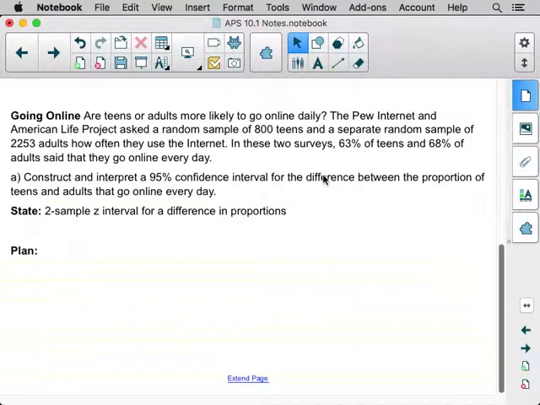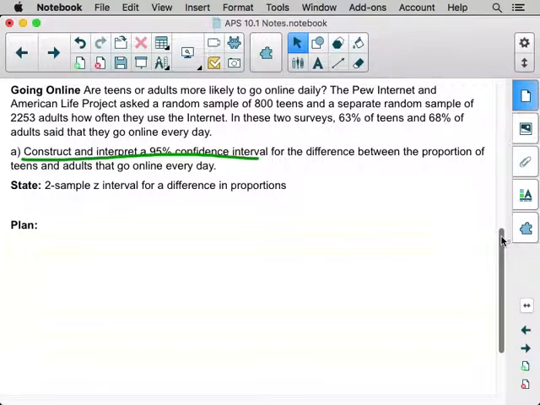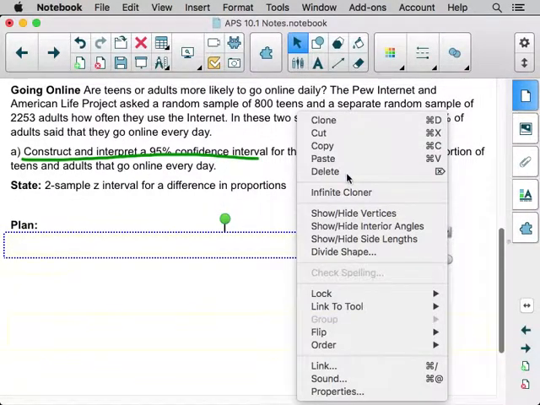Do be careful. This is an interval, not a test. So do be careful about that, that here they're telling us we're constructing and interpreting an interval. All right. Plan step. Did they say these were both random? Separate random samples of teens and adults.